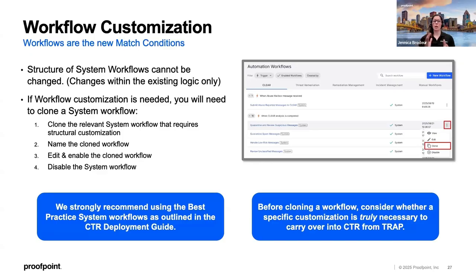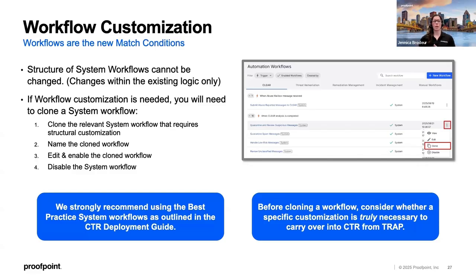So you're essentially still very closely aligned with Proofpoint's recommendation, but if there is a situation where you're unable to make a change that your organization is requiring, you can clone and then make those modifications. I will say that we do strongly recommend leveraging those best practice system workflows. Those are designed to ensure that you have the best experience with Cloud Threat Response and are getting maximum protection for email-based threats that are identified post-delivery.